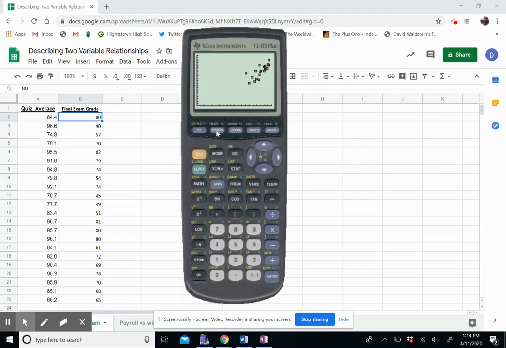Now, I don't particularly love that window because everything is kind of crunched over to the right. So I'm going to change this, since my lowest quiz average looks to be in the 60s. Let's just start at 50 and go to 100, and let's start this at 30 and go to 100. That just gives us a smaller window, and we can see this relationship a little bit better. All right, so we have our scatter plot here.